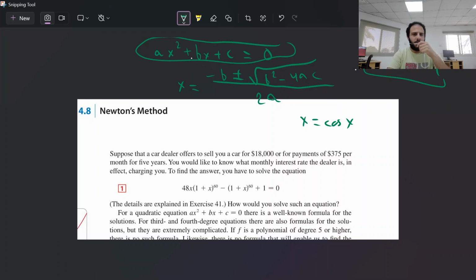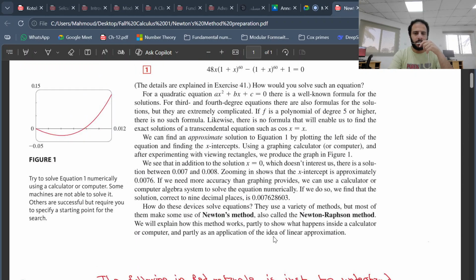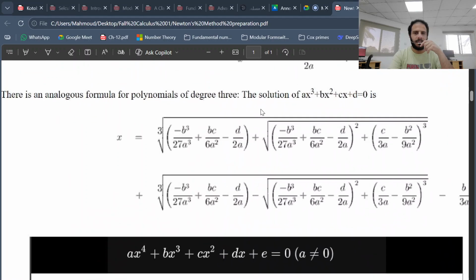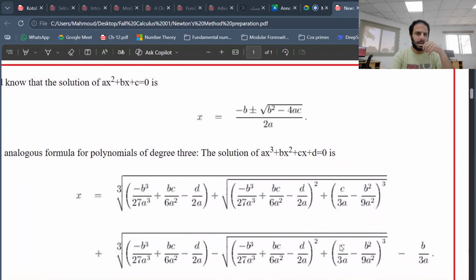Now let me ask you again about polynomials. This here is quadratic, we have the quadratic formula. Degree 2. These are degree 2 polynomials. We have a formula. What about degree 3? Do we have a formula? I will show you. We have a formula. See this one. For quadratic, you have this formula. For cubic, you have this formula. Would you like to use this to solve a cubic? What do you think? No. It's very complicated, right?